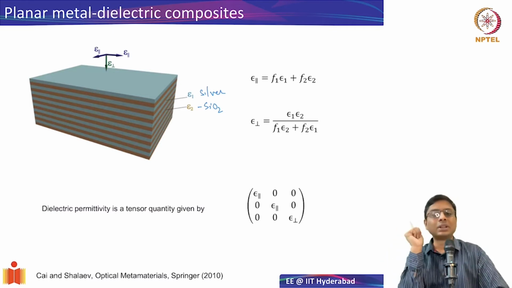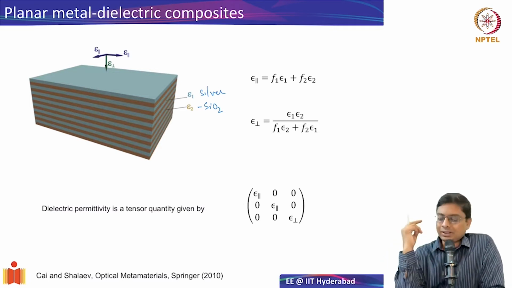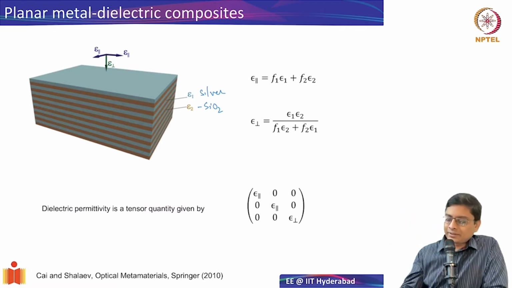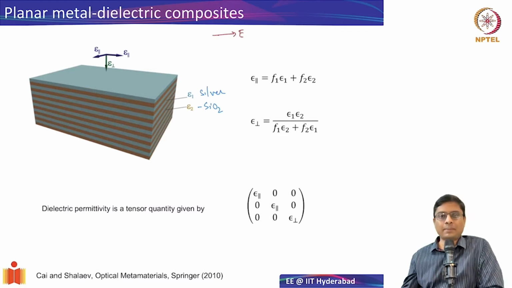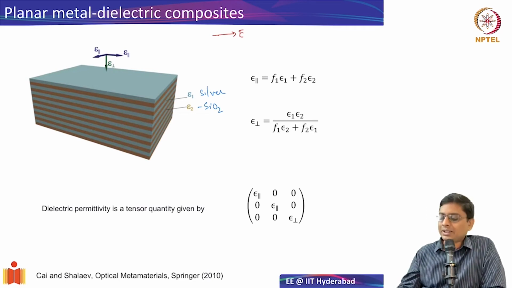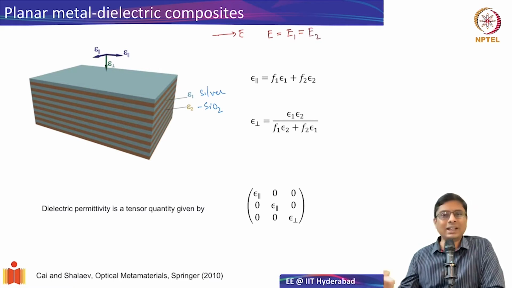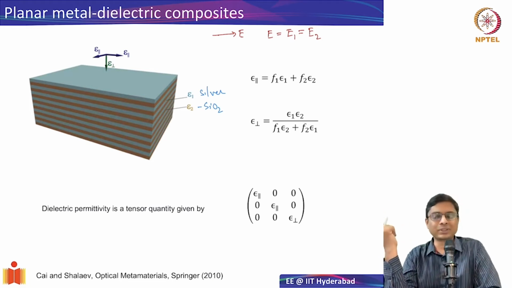Now how do we analyze this? Well, let's first consider a situation where my electric field is parallel to the interface. So electric field is in this direction. What will happen? We understand Maxwell's equations and the boundary conditions, that the tangential component of the electric field has to be continuous. So what does it mean? The electric field equals E1 equals E2. The electric field is continuous across all the mediums, so I'll call it E.